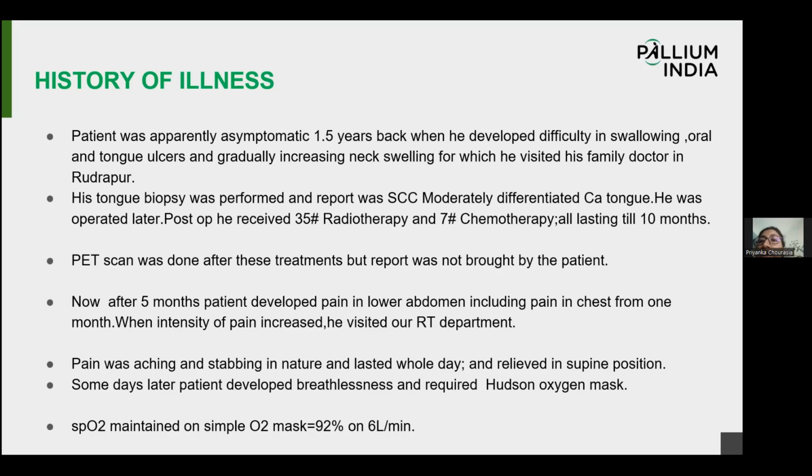Pain was aching and stabbing in nature and lasted whole day. And the pain was relieved in lying down position. Some days later, when he was admitted in our palliative ward, he developed breathlessness also, and he had to be put on Hudson oxygen mask, and on mask his SpO2 was 92% on 6 liters of oxygen.